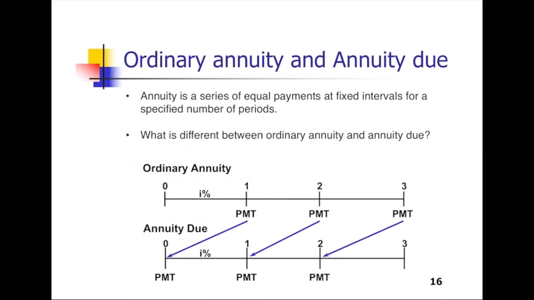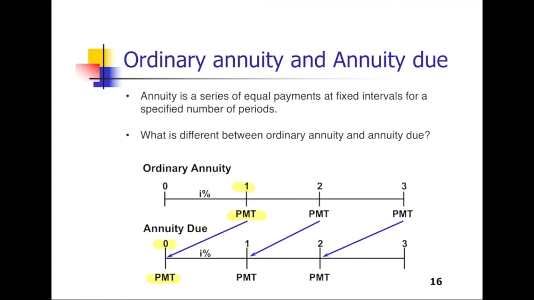In Korean, ordinary annuity means 보통연금. Annuity due can be interpreted as 기초지급연금. What is different between ordinary annuity and annuity due? As you can see, ordinary annuity payment occur at period 1, but annuity due payment occur at the current time, right now, right?